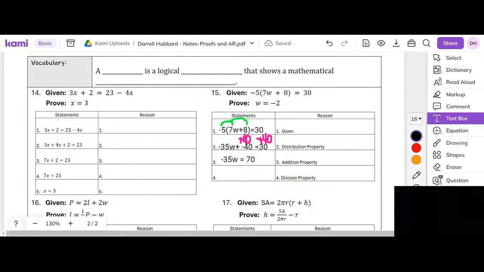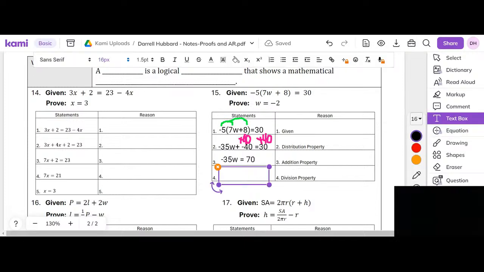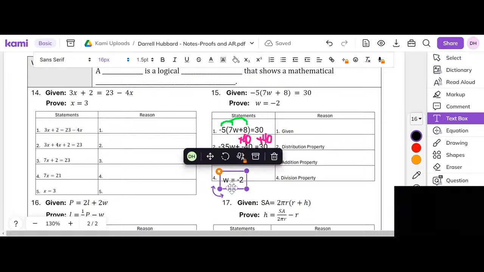And then the last one is division. Well, what's the last step in order to get W by itself? We have to divide. So when we're dividing, you'll notice here that W equals -2. And that's actually what we got here. It's what we just proved. And so these are the steps that you'll use when you're working this out. Like I said, it's pretty straightforward, all in all.